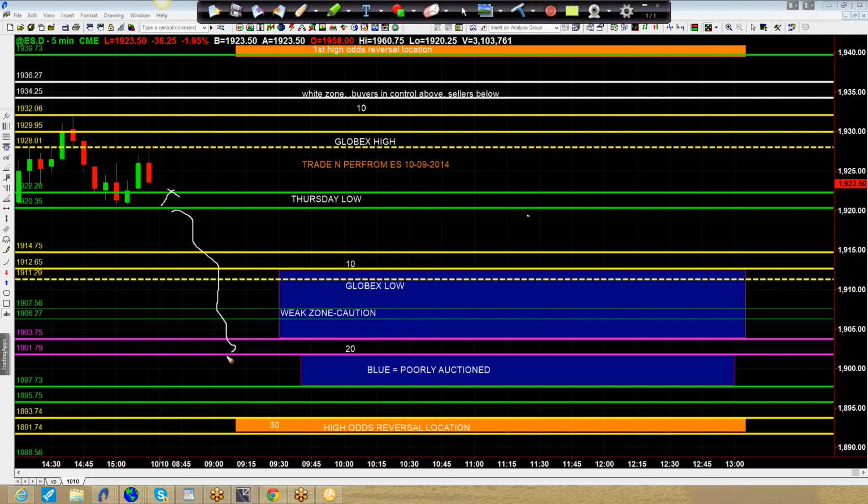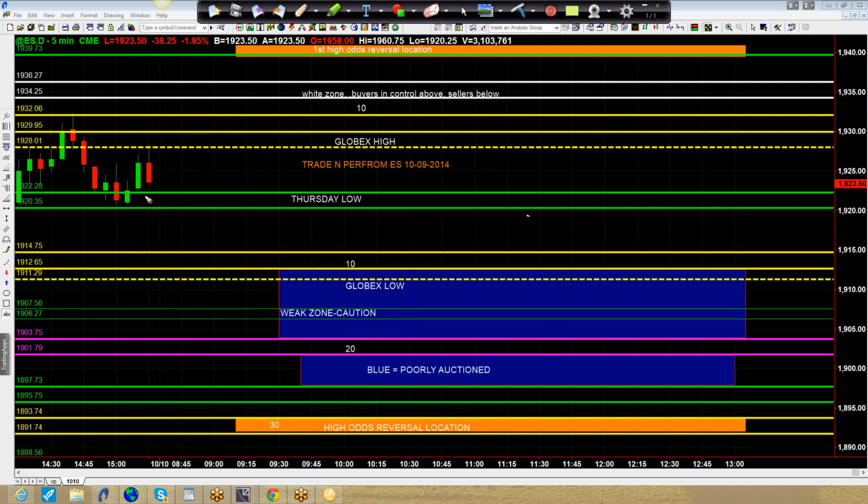That opens the door to come down all the way into 1880 if we get below and hold below this 1920. I'm not saying we're going there today, but eventually it opens the door. There's a lot of space in between, but there's no open gaps, which are critical, and the market likes to close open gaps. So, that being said, the key rotation size that we're looking for today is 10 points up and down.